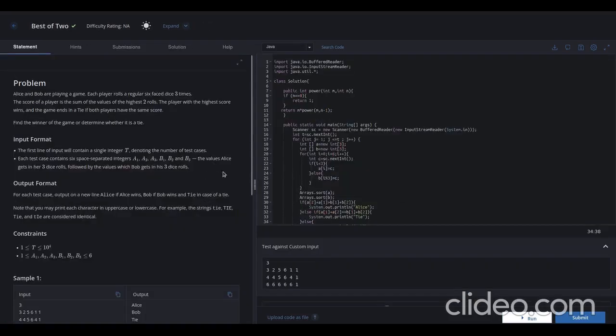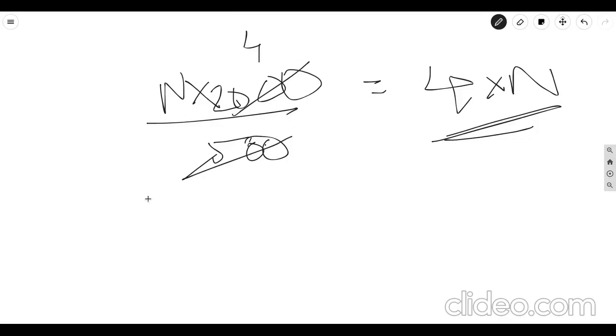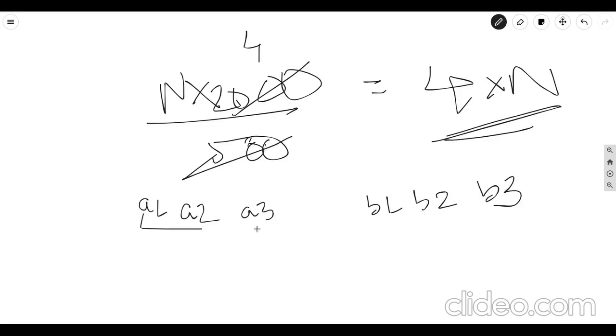Now the second question is Best of 2. So here each player gets 3 chances. They throw a dice and the score of a person is the sum of the 2 highest rolls, and whoever scores the highest will be the winner. So we have a1, a2, a3, b1, b2, b3. We can sort them.